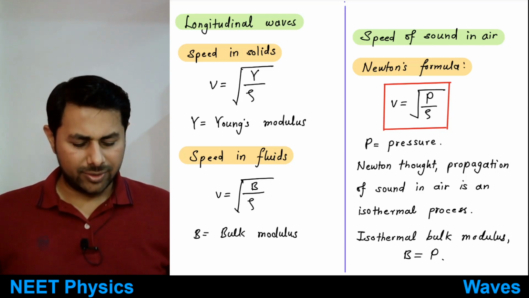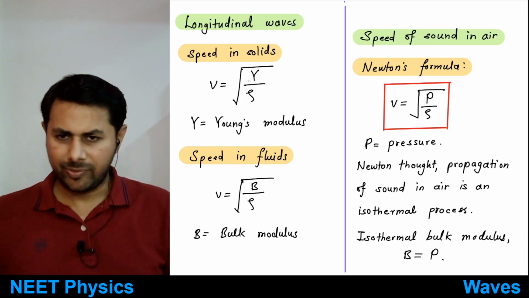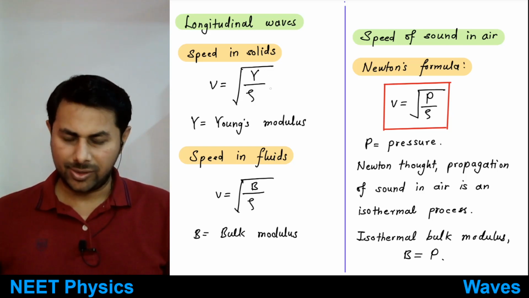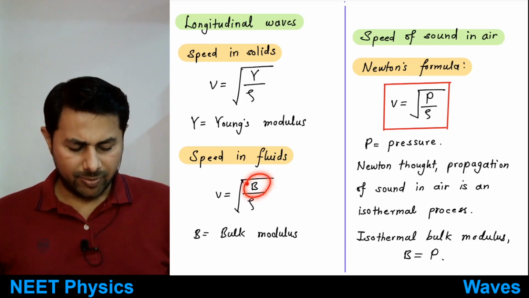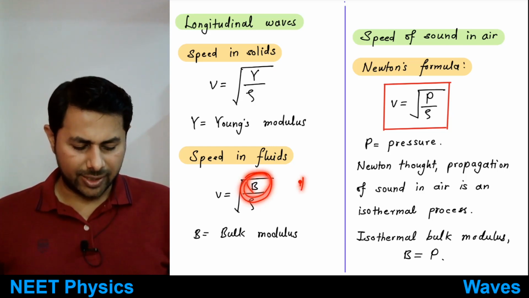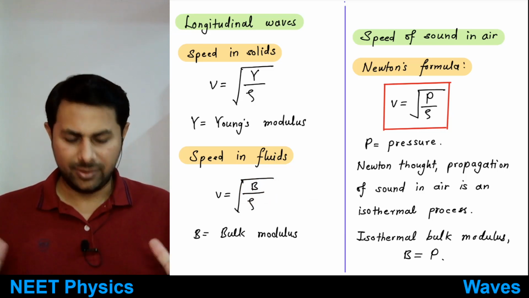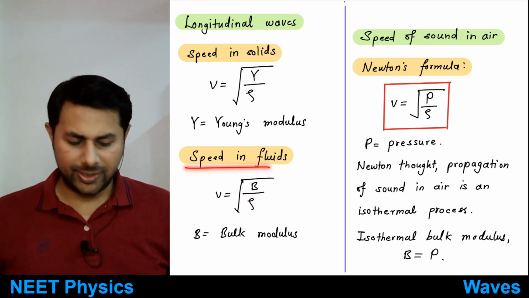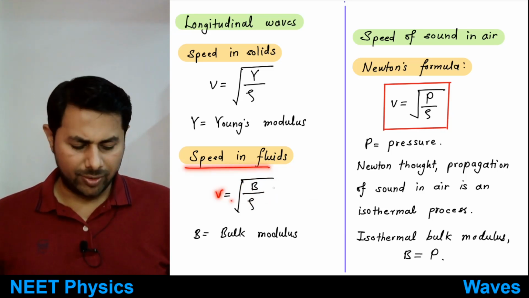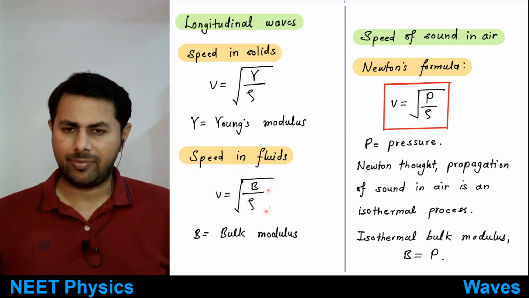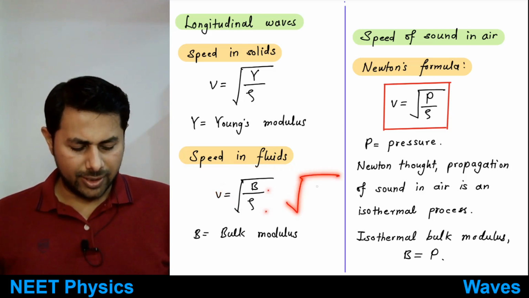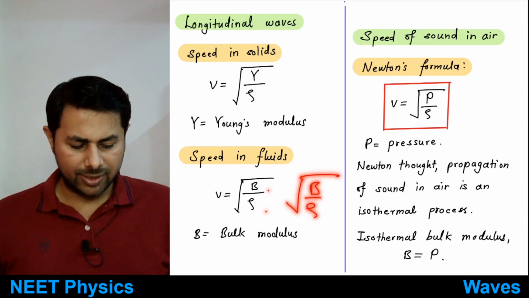Okay, so the density of solids doesn't change much. But here, the modulus of elasticity that you take is the bulk modulus, because there is a huge change in density, right? So speed in fluids is given by V equals the square root of bulk modulus divided by rho.